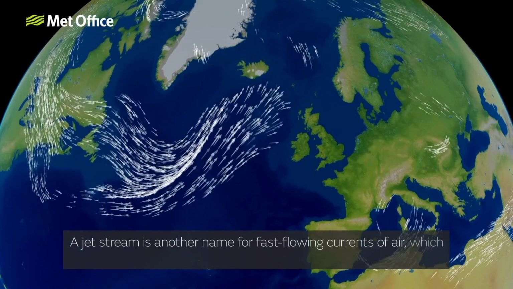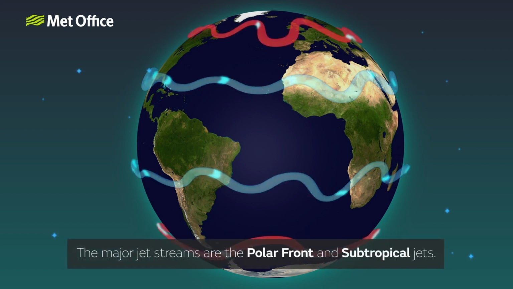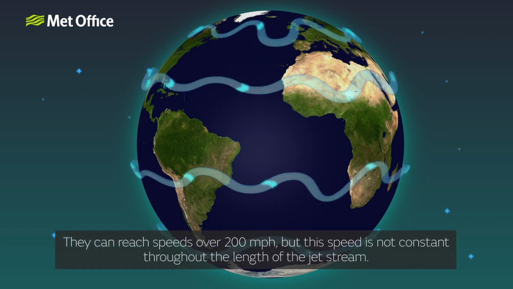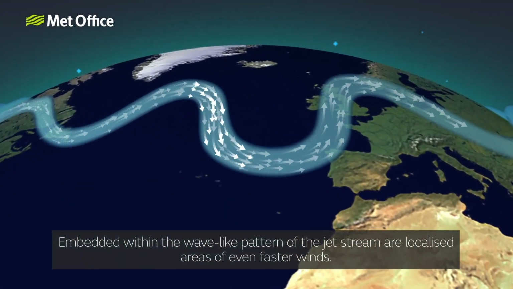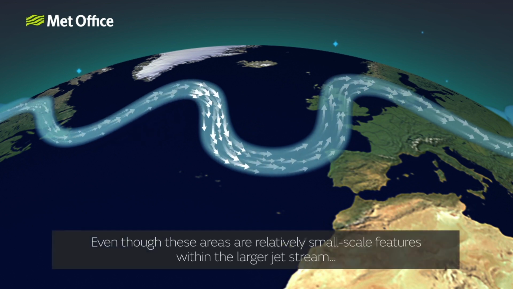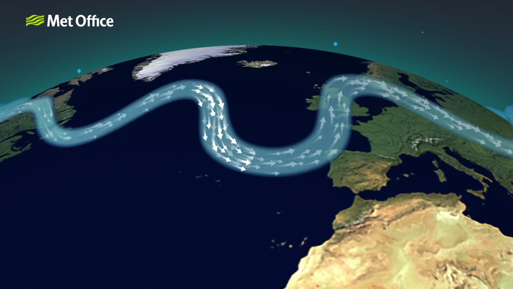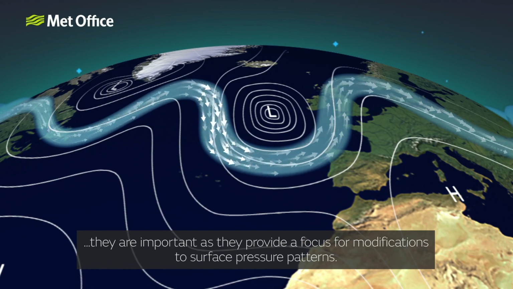A jet stream is another name for fast-flowing currents of air which encircle the globe at high altitudes. The major jet streams are the polar front and subtropical jets. They can reach speeds over 200 miles per hour, but this speed is not constant throughout the length of the jet stream. Embedded within the wave-like pattern of the jet stream are localized areas of even faster winds. Even though these areas are relatively small-scale features within the larger jet stream, they are important as they provide a focus for modifications to surface pressure patterns.